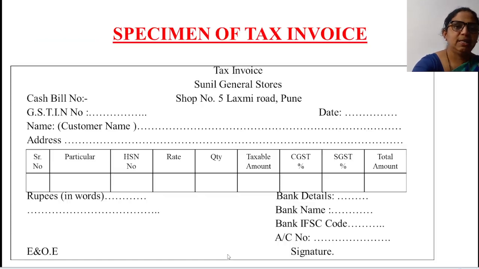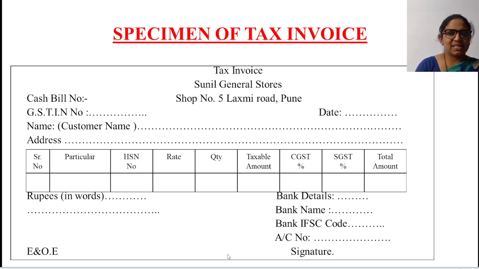Further, we will see the specimen of a tax invoice, which you can see in front of you. In the center, as usual, the name, that is, tax invoice, will be written. Then the shop name, like Sunil General Stores, Shop Number 5, Lakshmi Road, Pune. On the left-hand side is the cash bill number, then the GSTIN number. Then on the same line, on the right-hand side, is the date.